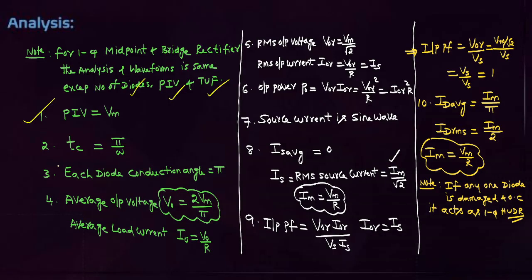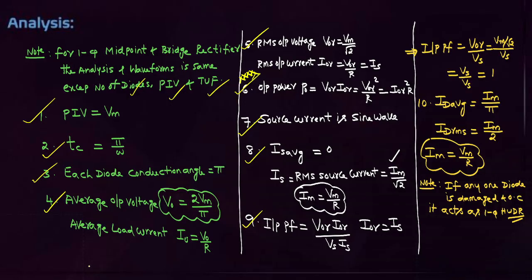Same formulas you have to practice: circuit turn off time, each diode conduction angle, average output voltage, average output current, RMS output voltage, output power. This is important. Based on this formula, a GATE question already exists. P naught equals V naught RMS square by R. Source current is a sine wave, average source current, input power factor.